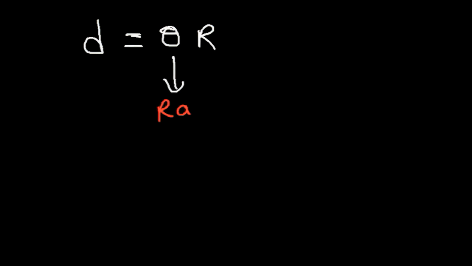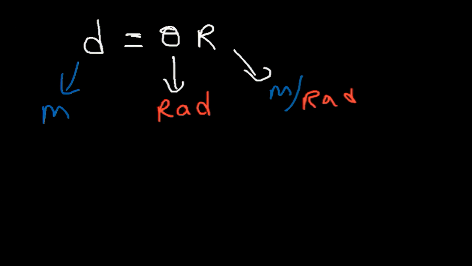Now let's review some of the units in this equation. We say that the linear displacement is equal to the angular displacement times the radius. The angular displacement is measured in radians, and the linear displacement is measured in meters, provided the radius is in meters. But you can think of the radius as being meters per radian, so that the unit radians cancel.